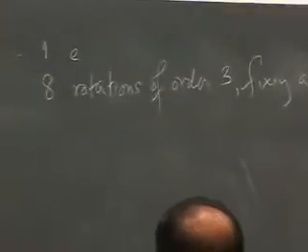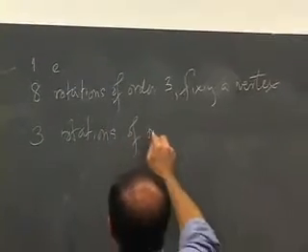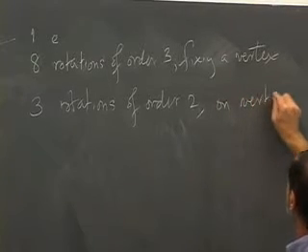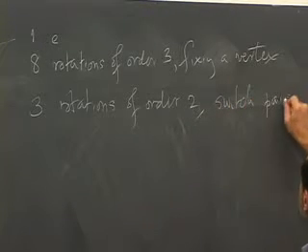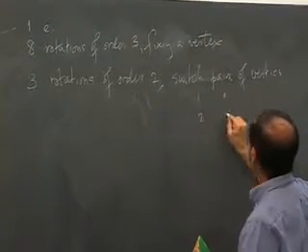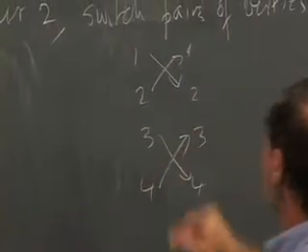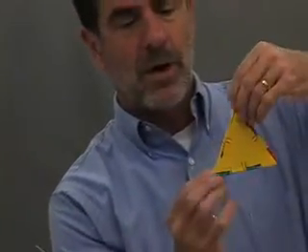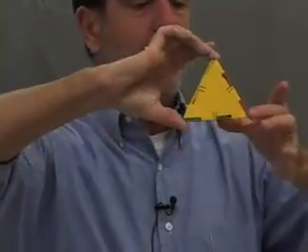And last time I said there are 3 rotations of order 2, which on the vertices switch pairs of vertices. So for example, as a permutation it might look like this. It doesn't fix anything, but it switches 2 different pairs of vertices. It's easy to show you if I actually have the thing and I can hold it up. So we're going to switch these 2 vertices, and the 2 vertices here are going to be switched.